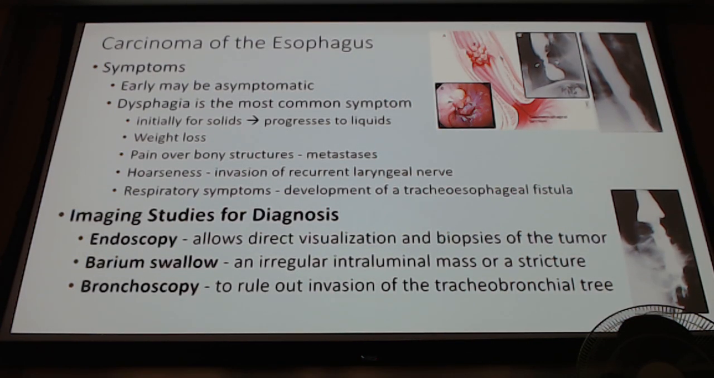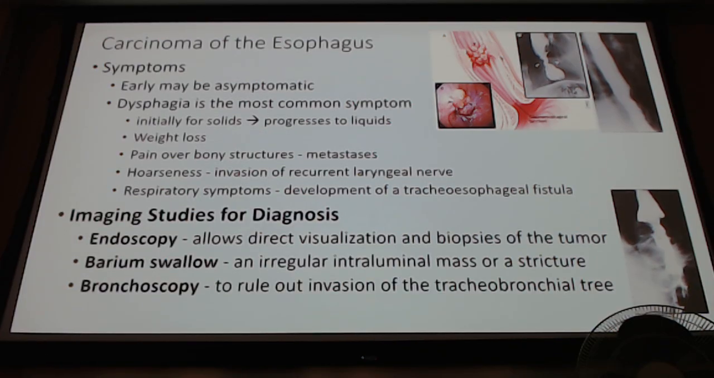Okay, early, asymptomatic. Dysphagia is the most common symptom that they come in for. Normally they can't tolerate solids, and then it progresses to liquids. They have weight loss. They have pain over bony structures from metastasis because of its advanced age. If it invades the recurrent laryngeal nerve, you'll have hoarseness. And then if it erodes into the trachea, you'll have a tracheoesophageal fistula, and then you'll have respiratory symptoms like chronic pneumonia, cough, just badness.